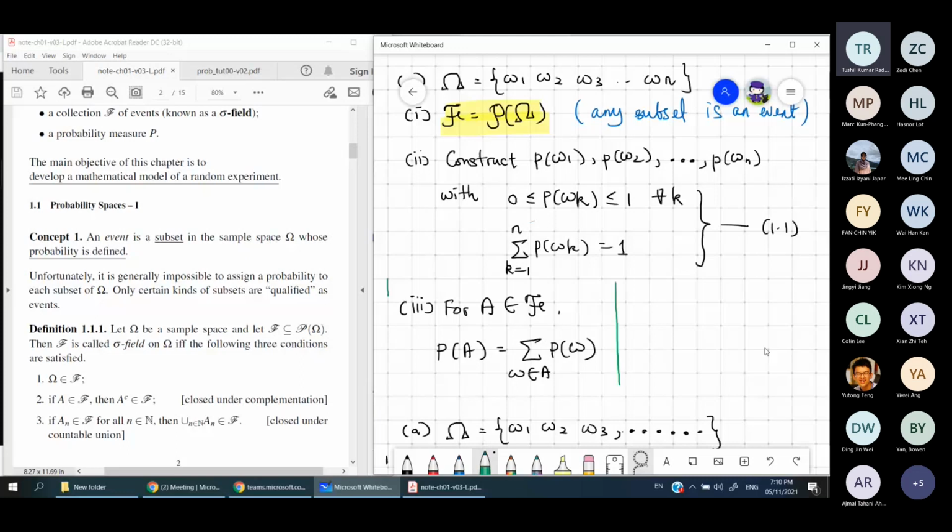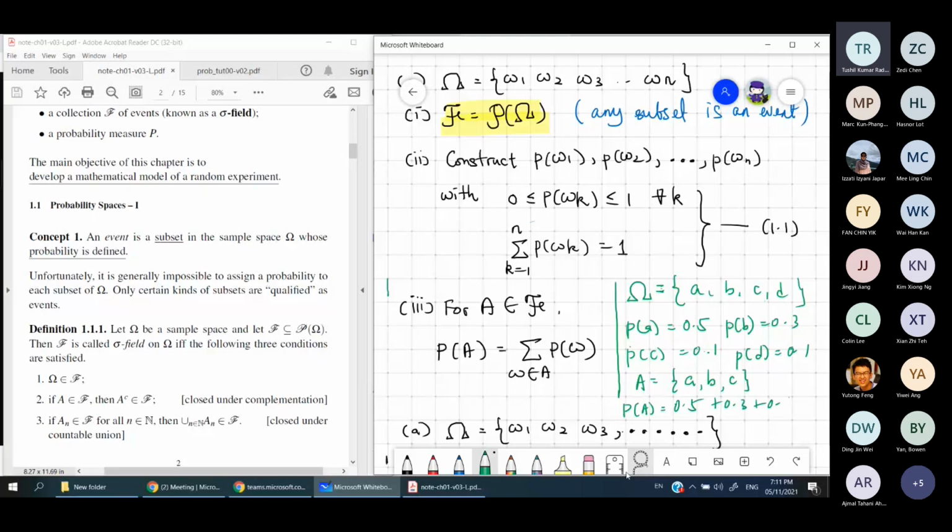Do I need to give an example? Maybe a very simple example: let's say our omega is A, B, C. We take P(A) is 0.5, P(B) is 0.4, P(C) is 0.1. Maybe one more: A, B, C, and D, with 0.5, 0.3, 0.1, and P(D) is also 0.1. All these are between 0 and 1, and summing 0.5, 0.3, 0.1, 0.1 ends up to be 1, so it fulfills this property. If we take the event A to be A, B, and C, then P is 0.5 plus 0.3 plus 0.1. This is how we can define the probability for it.